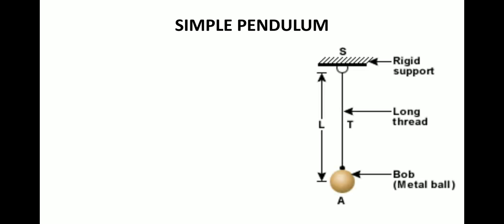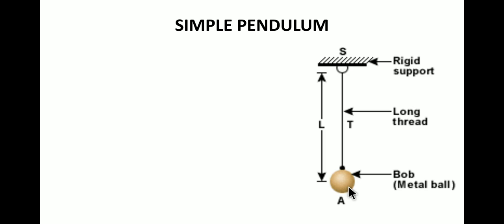So a simple pendulum is shown in the picture here. It is a bob which is suspended by a string or a thread which is fixed at a rigid support. Okay, so there is a rigid support, and this is the thread or the string, and the bob of the pendulum is over here.